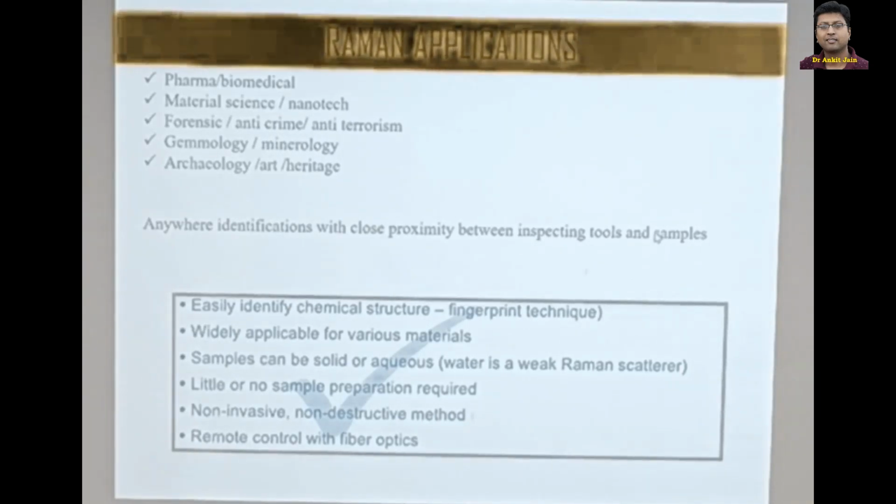मतलब आपको sample उसके पास नहीं लेके जाना पड़ेगा. You can bring the small equipment near to your sample.